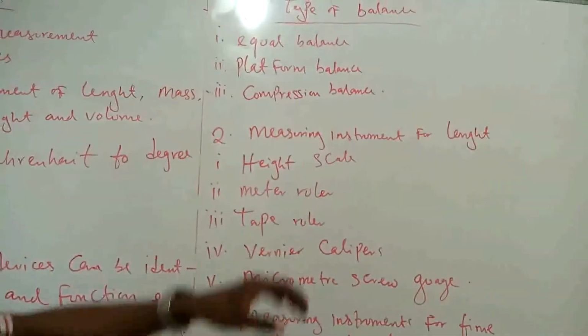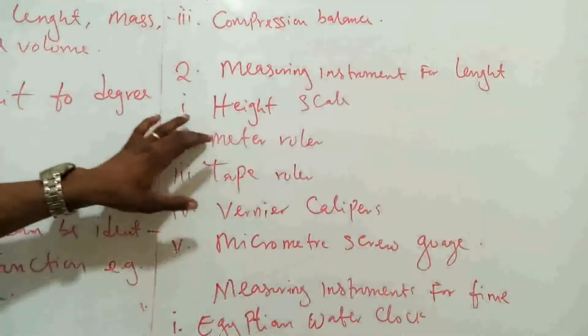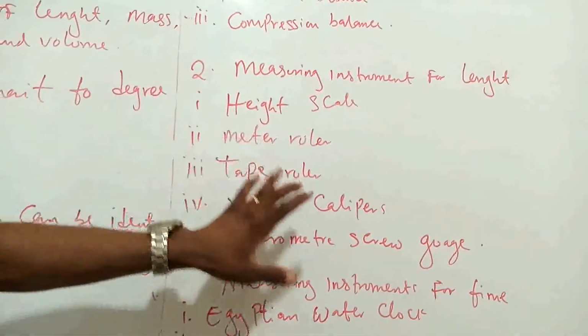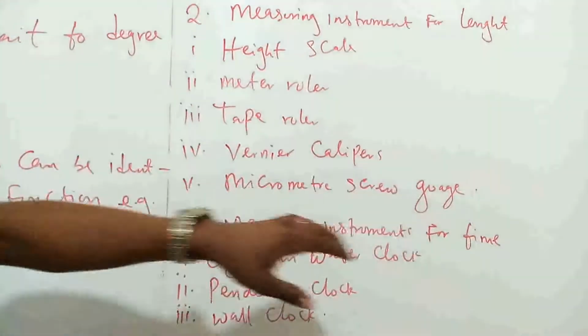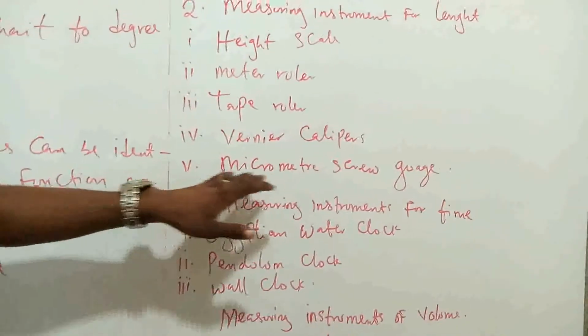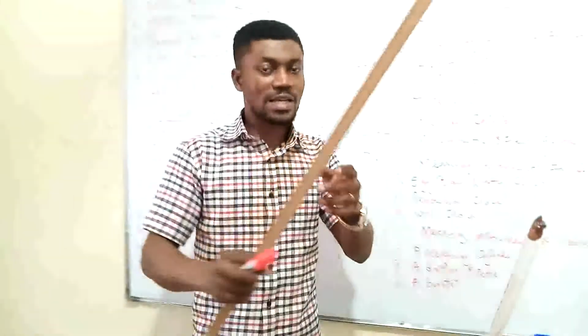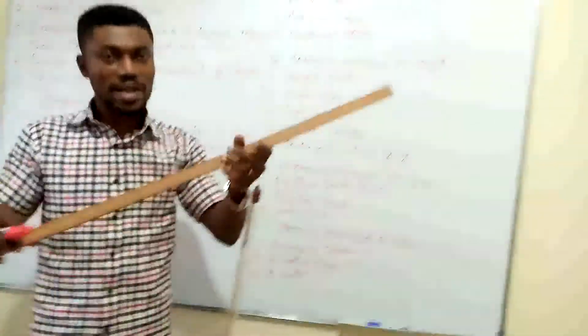Now we also have the measuring instrument for length. We have height scale, meter ruler, tape ruler, vernier caliper, and micrometer screw gauge. So this is a typical example of measuring instrument for length.